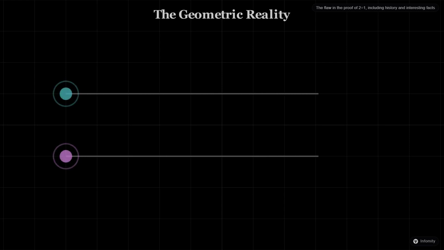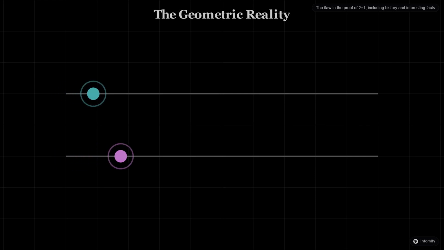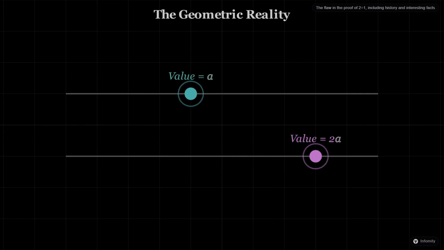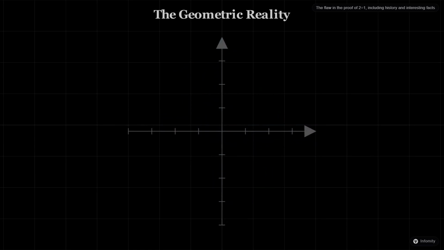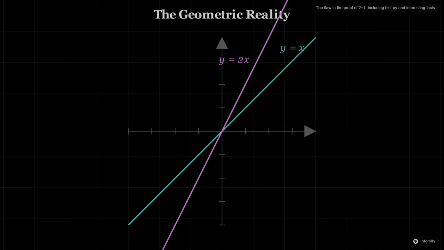Think of these equations like 2 different trains traveling at completely different speeds. Just because both trains pass through the exact same central station at time 0, it does not mean their speeds are equal. Imagine plotting 2 distinct lines on a completely symmetrical graph, y equals x and y equals 2x. These lines represent our 2 different values. They clearly have different slopes, rising at completely different rates.